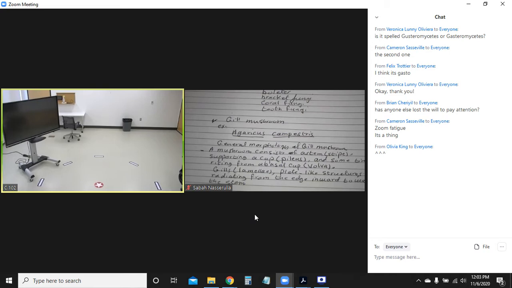Of course, they are under the pileus, which is basically the cap. And they are all covered with basidia on both their surfaces.